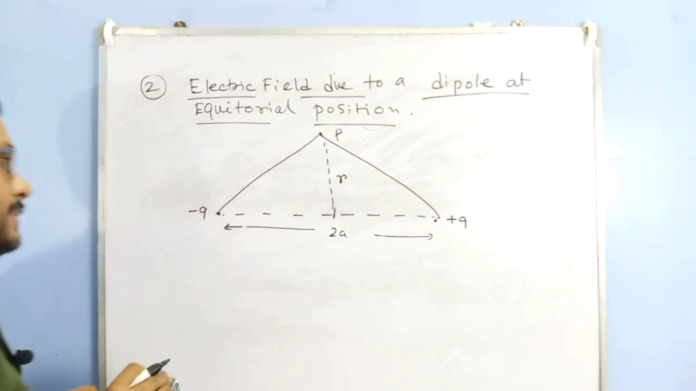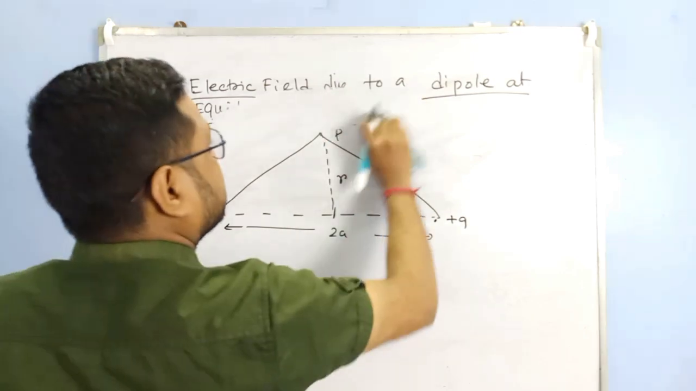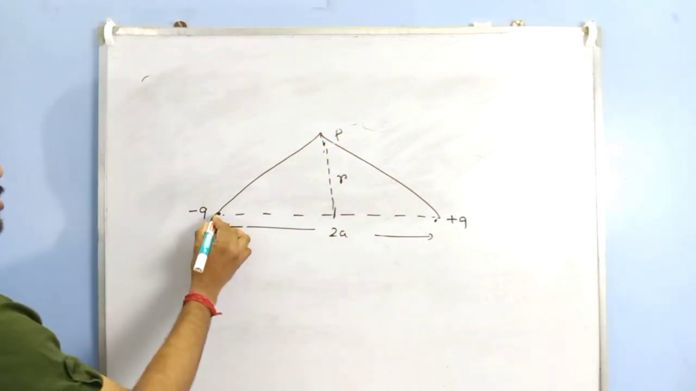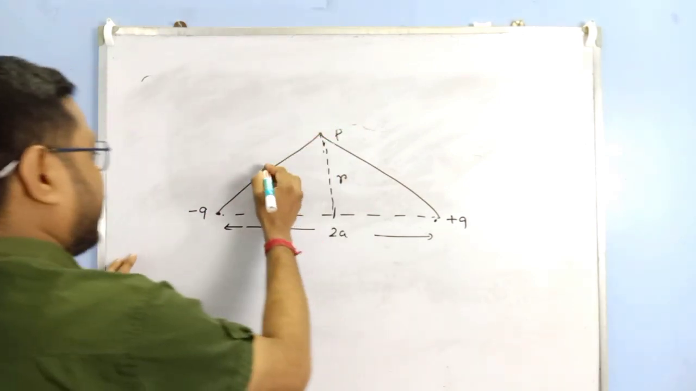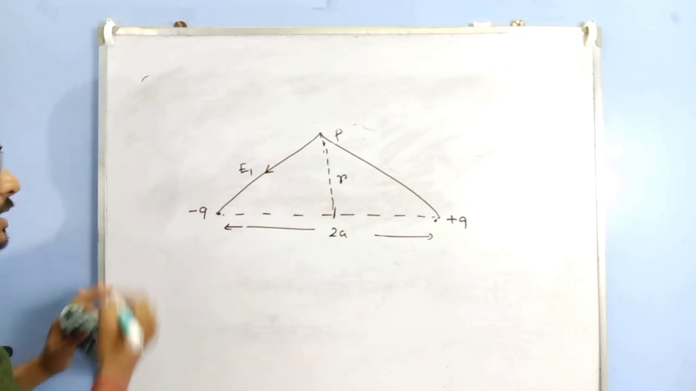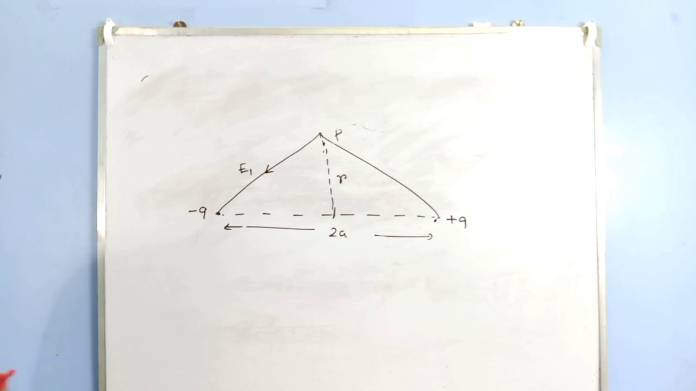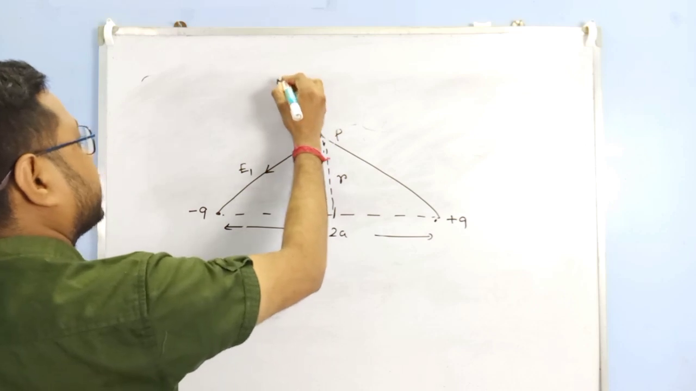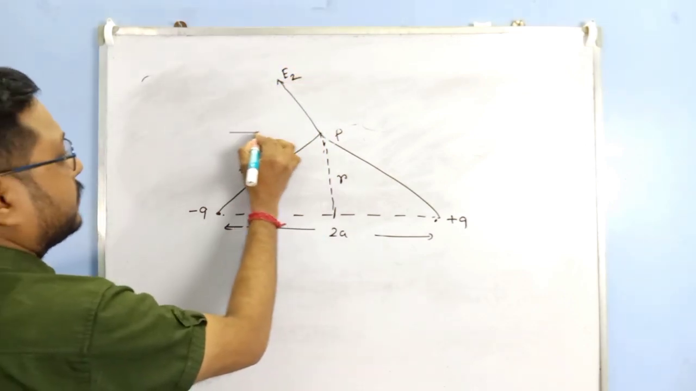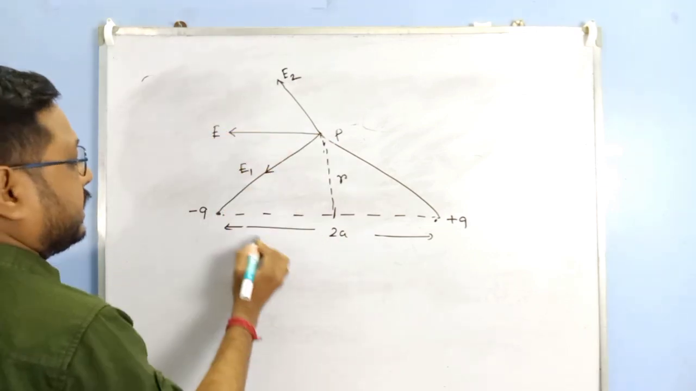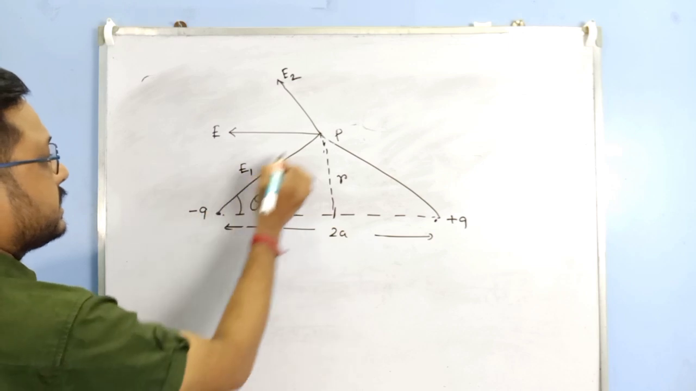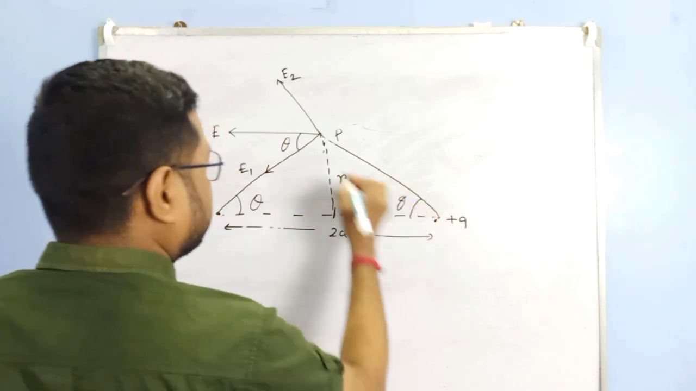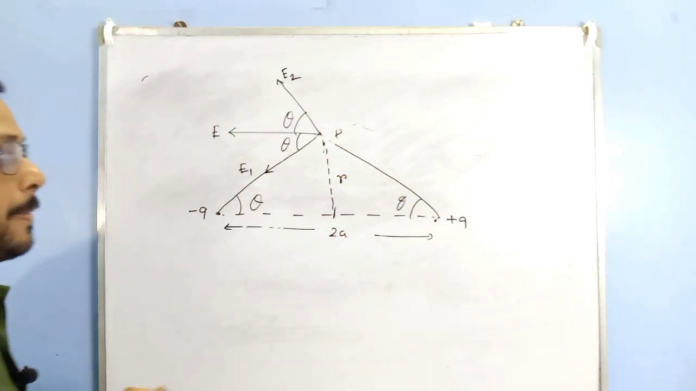So in this case, we can find out the resultant electric field. Now the electric field due to point charge minus q is E1, along the direction of the negative charge, and the electric field due to plus q is E2, outside, along this direction. So the resultant is along this direction E. If this angle is theta, so this is an alternate angle theta, and this is theta, then this angle is also theta due to similar angle.